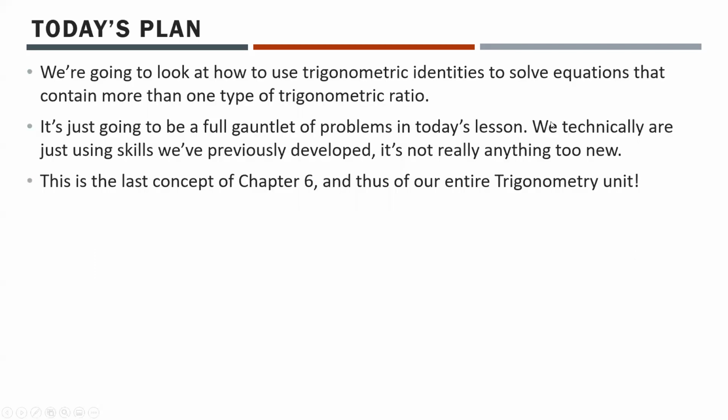Let's get going. Today's plan is we're going to look at how to use trigonometric identities to solve equations that contain more than one type of trigonometric ratio. You'll look at some today that might have sine and cos or sine and tan, basically two or more different types of trig ratios inside of a single equation. It's just going to be a full gauntlet of problems in today's lesson. We technically are just using skills we previously developed. We're not really covering anything new today.